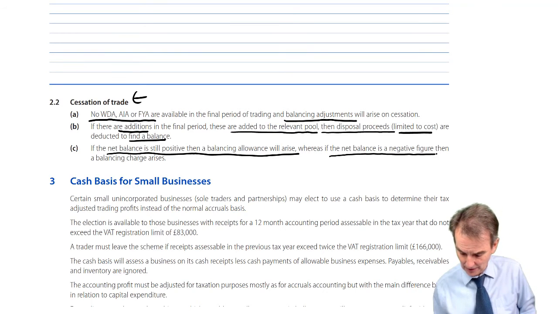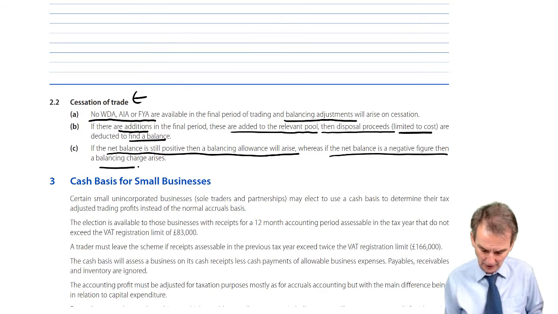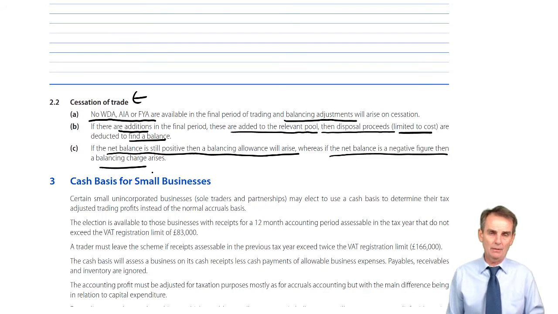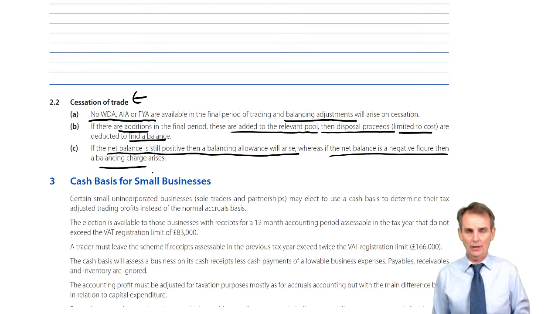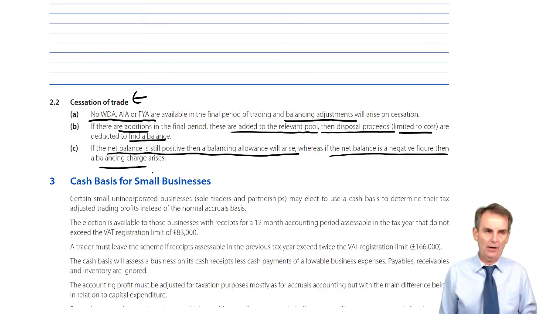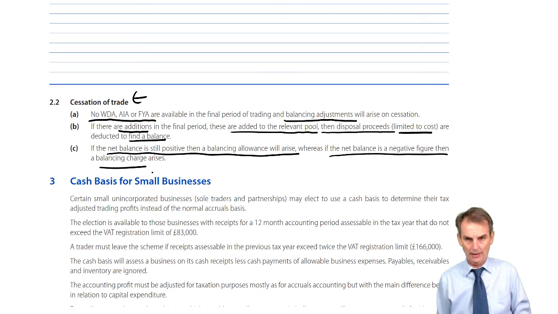Whereas if the net balance is a negative, because the proceeds were bigger than the tax written down value, that's a balancing charge. Balancing allowance, deduct from adjusted profit; balancing charge, add to adjusted profit, and there you've got your tax adjusted trading profit for that final period. That then, as we've just been seeing with an opening year's example, would be used in determining the assessment for the final tax year of trading. And the exercise then would be complete.